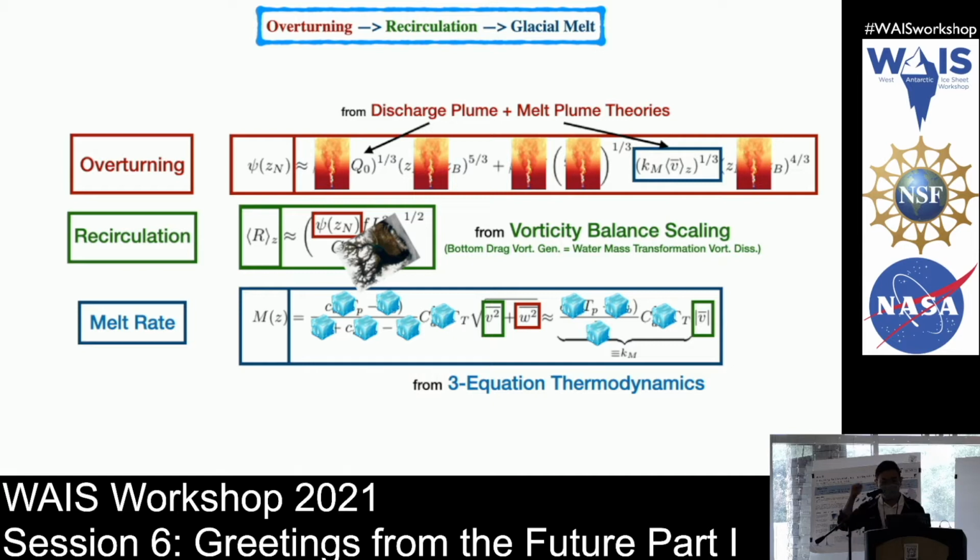The recirculation, the second equation, depends on the overturning circulation. And this is based on a vorticity balance scaling, oceanography stuff. And then finally, the melt rate is a function of the recirculation and the overturning. And that's based on traditional plume theory and thermodynamics. So you can get a sense by the color coding that there's definitely a feedback here.